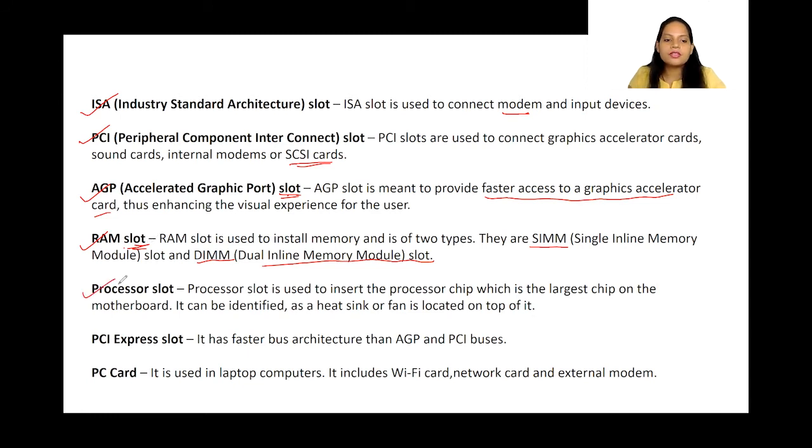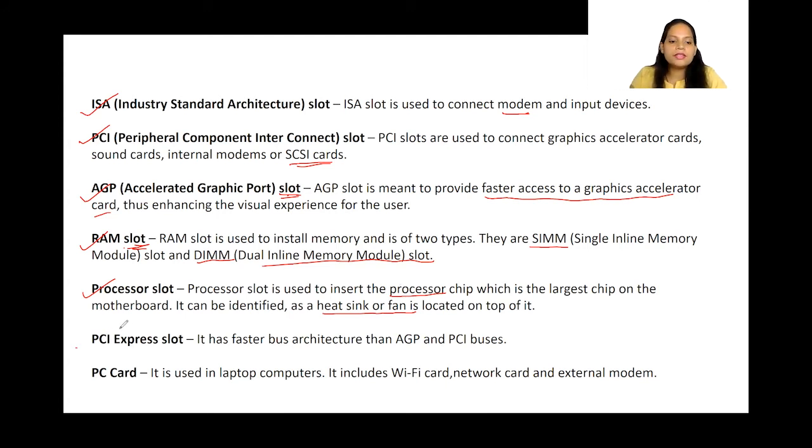Next is the processor slot. The processor slot is used to insert the processor chip, which is the large chip on the motherboard. It can be identified as the heat sink or a fan is located on top of it. So this is where we will insert or embed our processor in the motherboard. How do you differentiate it from the other slots? There is always a heat sink or a fan located near the processor.